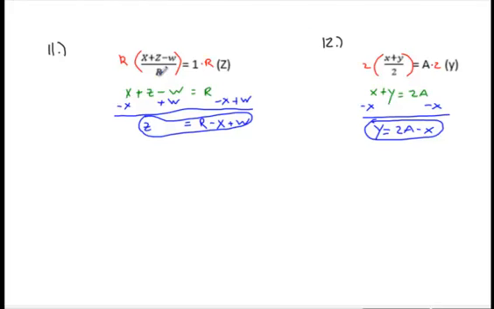Okay, these both started off the same. I have a variable in the case of number 11 or a constant in the case of number 12 that's in the denominator, where in the numerator there's the variable I want to solve for. So you've got to cancel out that letter or that number that's in the denominator. So number 11, multiply both sides by r to cancel out the r on the left. And 1 times r is r. And that leaves you with x plus z minus w equals r.